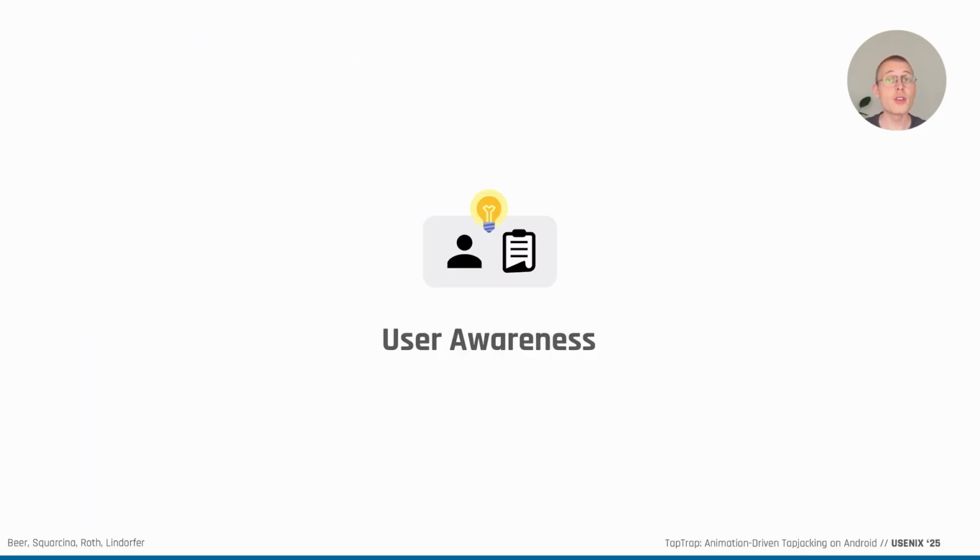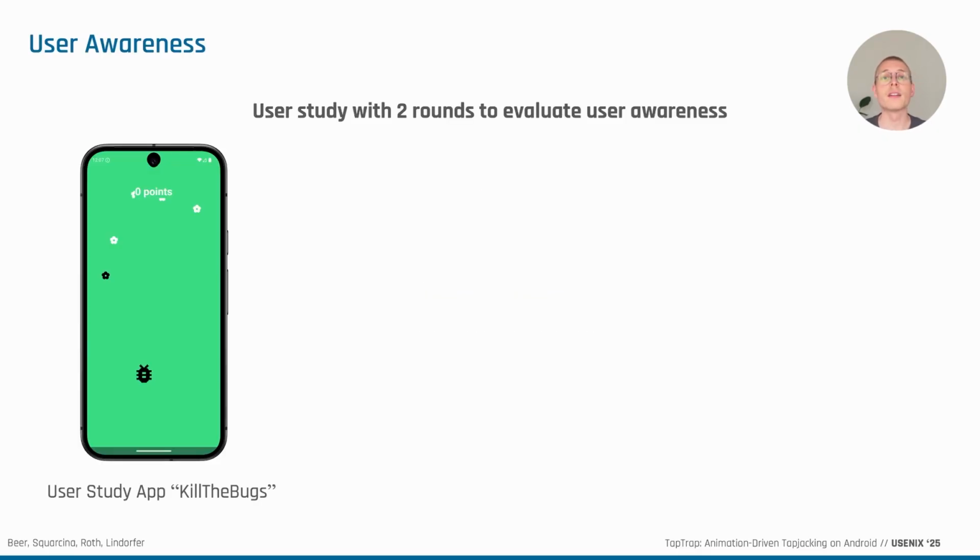So TapTrap is a UI-based attack, and we also wanted to find out how stealthy the attack is and whether users notice when such an attack takes place. Therefore, we conducted a user study in which participants played 2 rounds of a game that we developed and that we call Kill the Bugs. In Kill the Bugs, participants had to kill bugs that appear on the screen to advance to the next level. The game consisted of 3 levels, and in each level we used TapTrap for a different purpose.